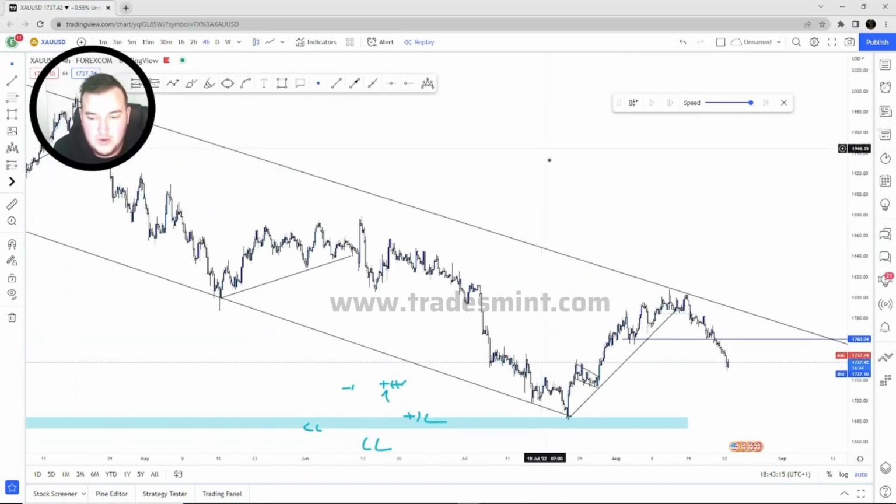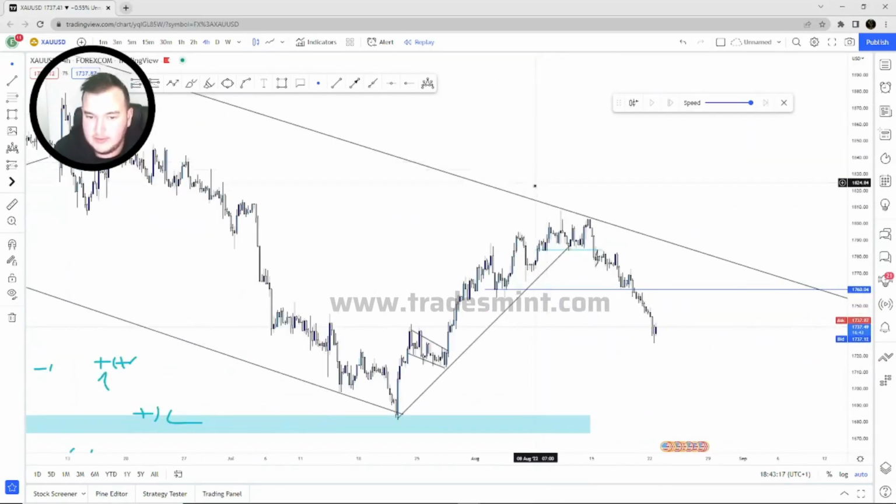Now we are getting introduced to another pattern. This will look very, very similar to the double top. This is what we consider a triple top. A triple top is a sign of reversal. You get a double bottom, double top, triple bottom, triple top. They all follow the same section.